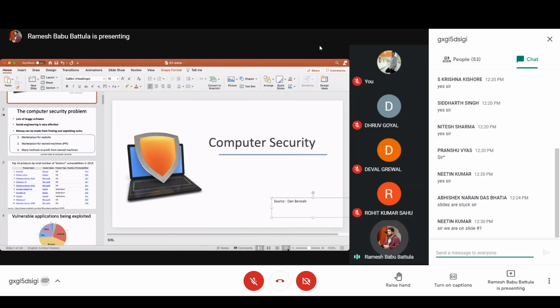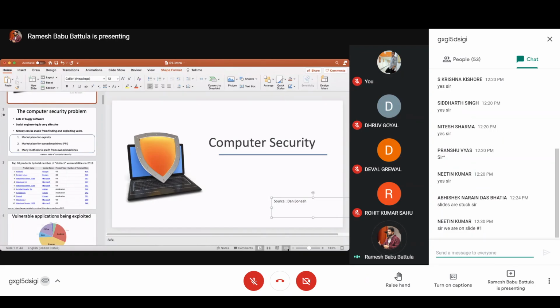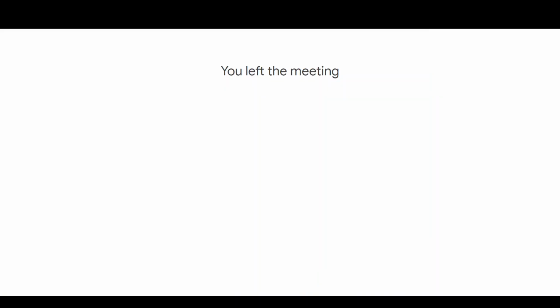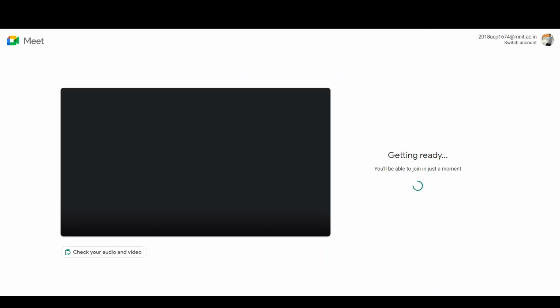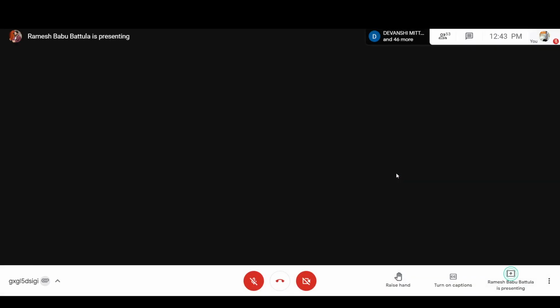So marketplace vulnerabilities we have to check. Bug bounty programs are there. The Google vulnerability reward program will pay you around $31,000. The Microsoft bounty program will provide $100,000, and the Apple bug bounty program is going to provide $200,000. Right, you will get some money over there.